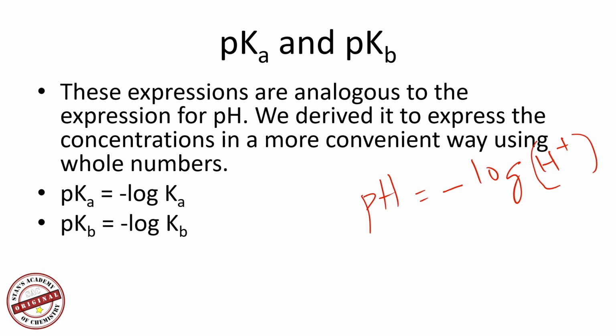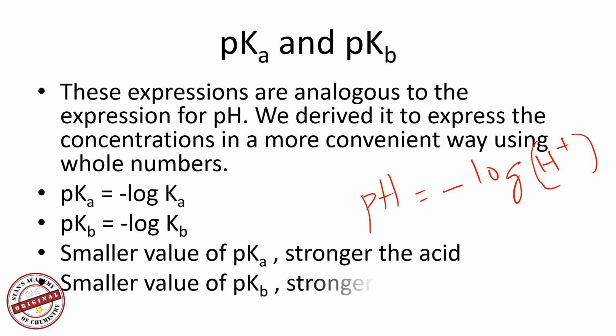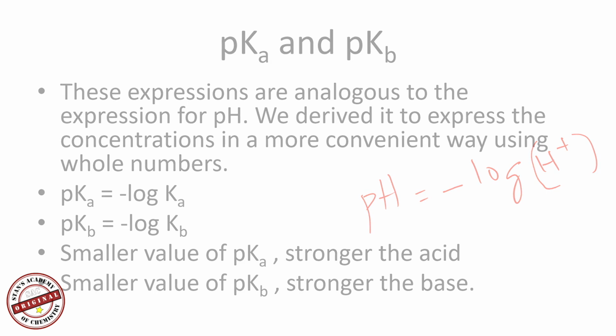Similarly, pKb is equal to negative log Kb. A smaller value for pKa represents a stronger acid, and a smaller value for pKb represents a stronger base. So we may use pKa, pKb, pH, pOH, Ka, Kb, all of these terms while talking about the strength of acids, and you will have to convert it into the appropriate term for solving problems. So we are familiarizing ourselves with the different equations that we will see in this topic.